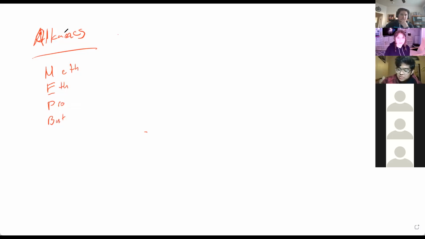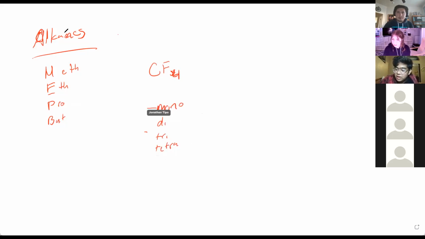And in terms of naming covalent compounds, also remember that the first 4 of your prefixes are different, for example CF4. Remember that it's mono, di, tri, tetra. Mono is 1, di is 2, tri is 3, and tetra is 4.